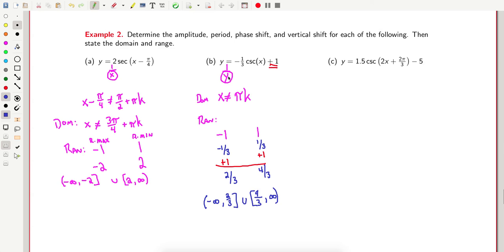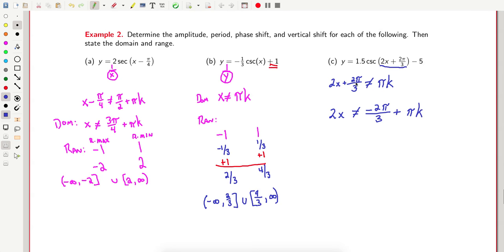Cosecant, again, is 1 over sine y, so we don't want our values to be on the x-axis. Those are going to cause vertical asymptotes. So this time we are going to set this 2x plus 2 pi over 3 for our domain. We're going to set this to be not equal to pi times k, or pi times n if you want to use n. So this time we're going to subtract 2 pi over 3 from both sides. We've done that before. You're going to get -2 pi over 3 plus pi times k.